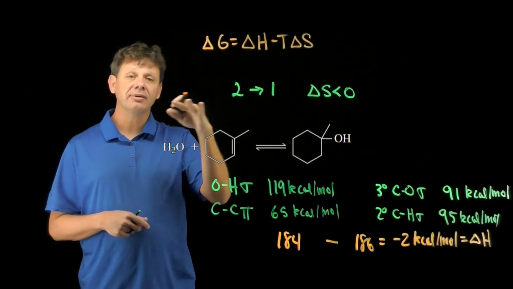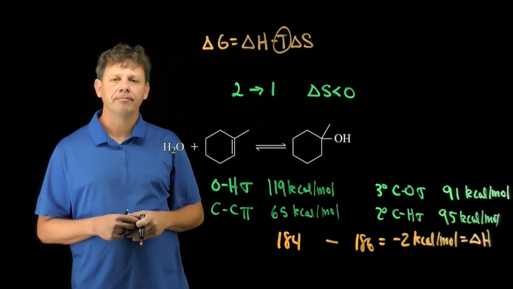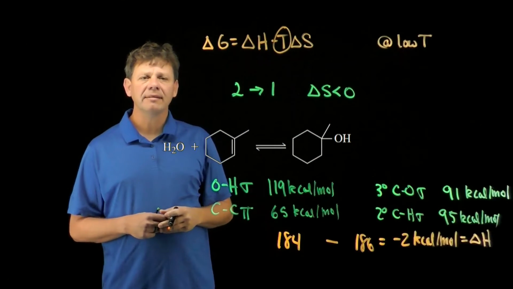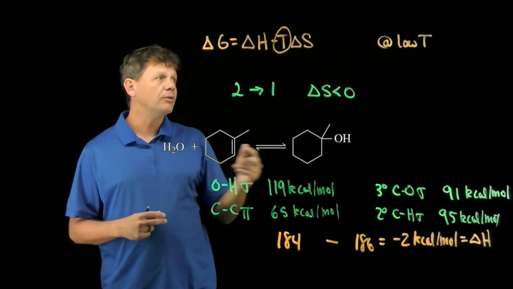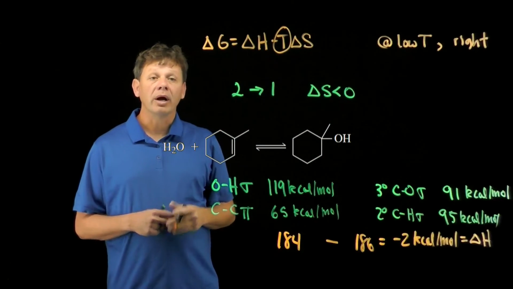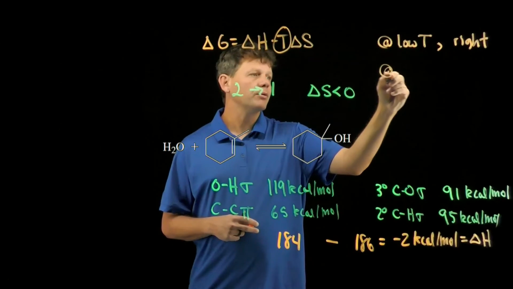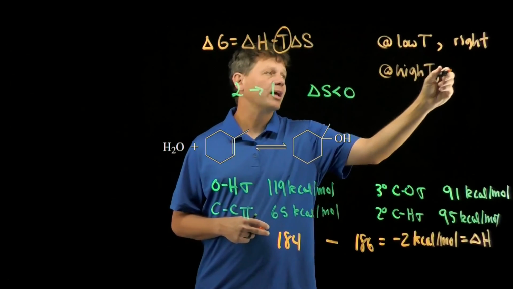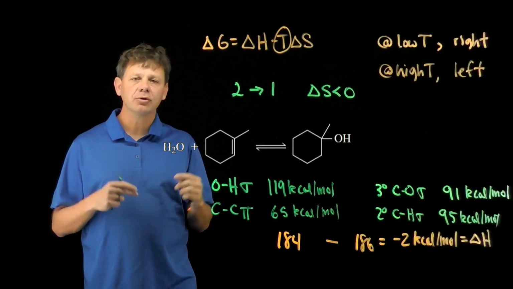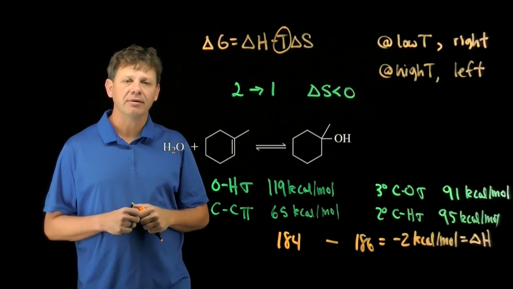And so which side is favored by delta G is going to depend on the temperature. At low temperatures, that's going to make the entropy term less important, and so the reaction will be favored to the right. Whereas at high temperatures, we're going to make that entropy term more important. That's going to drive the reaction to the left, or make the left side favored. So with opposing enthalpy and entropy, which side of the reaction is favored by delta G is going to be temperature dependent.